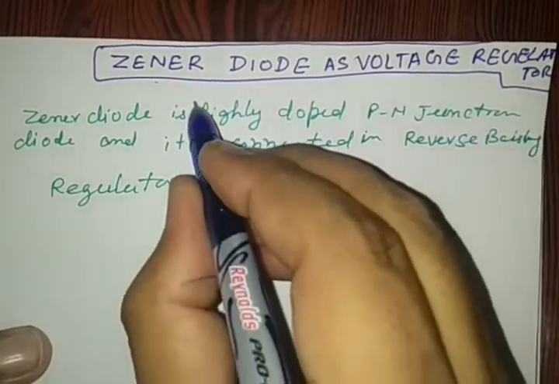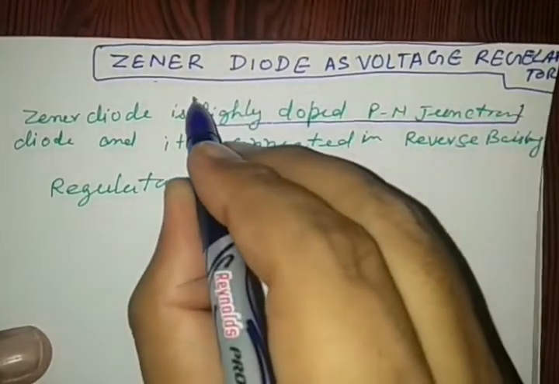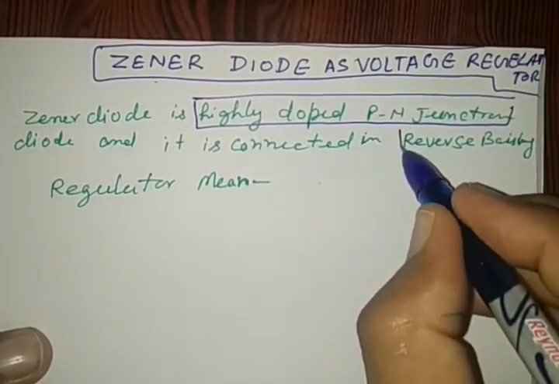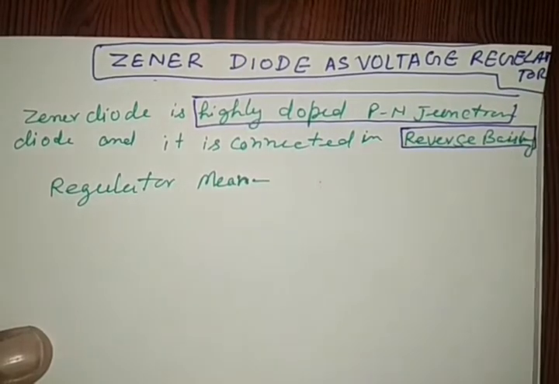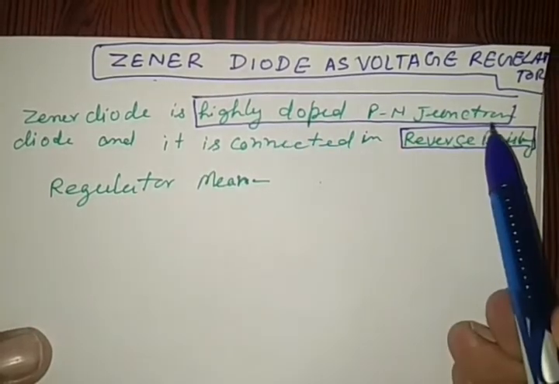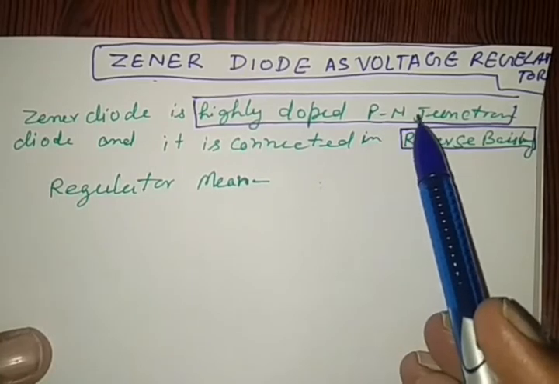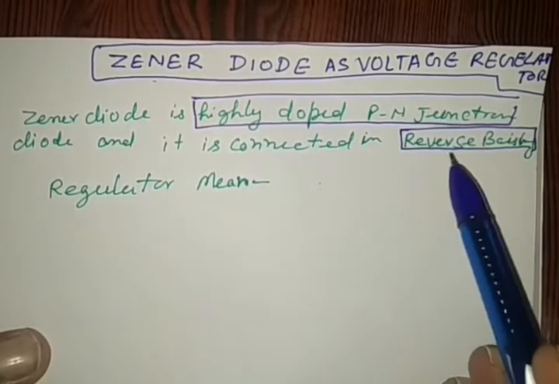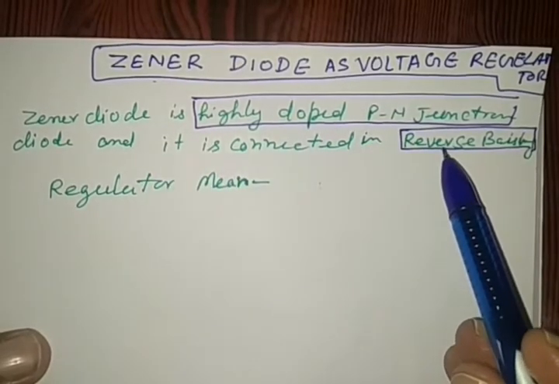Zener diode is a highly doped PN junction diode, and it is always connected in reverse bias to regulate the voltage. So two terms are here: highly doped PN junction diode, in which the P-type semiconductor and N-type semiconductor are both highly doped, and connected in a circuit in reverse biasing.